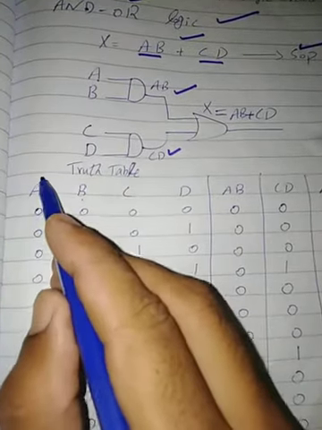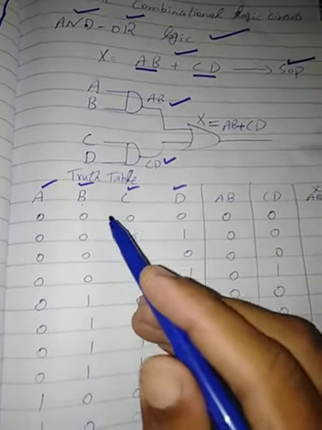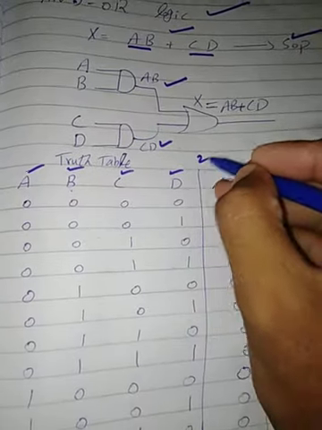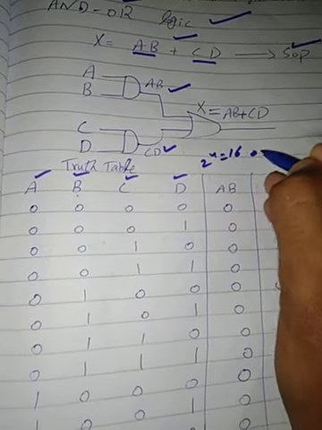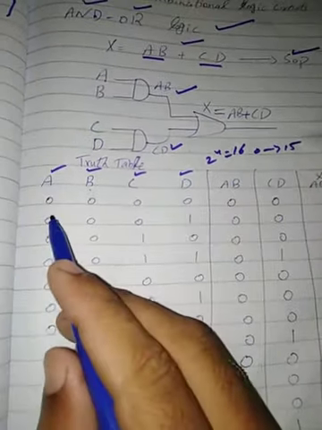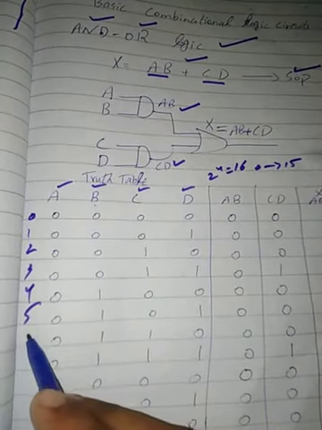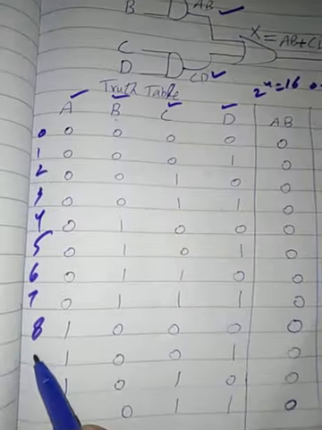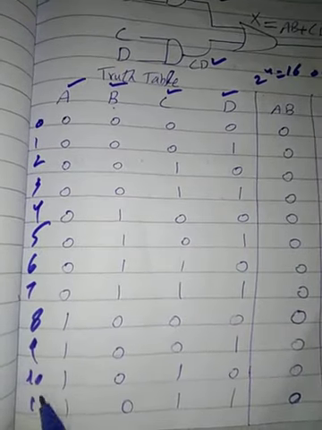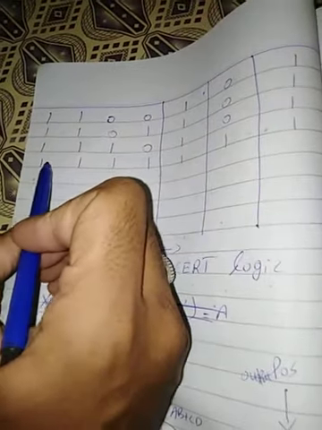To make its truth table, I have 4 inputs A, B, C, D, because my expression contains A, B and C, D, 4 variables. 2 power 4 is 16. It means 0 to 15 are the inputs. I represent the numbers 0, 1, 2, 3, 4, 5, 6, 7, 8, 9, 10, 11, 12, 13, 14, 15. These are my inputs.